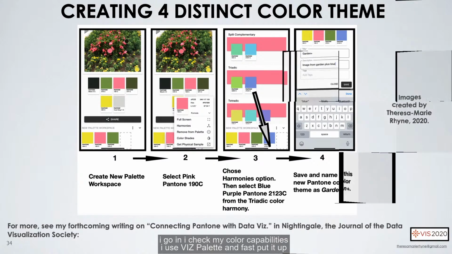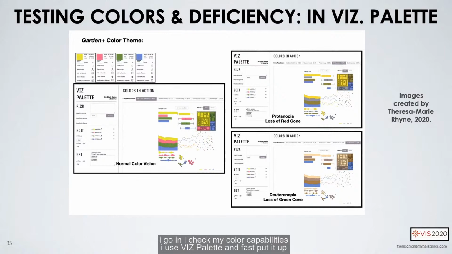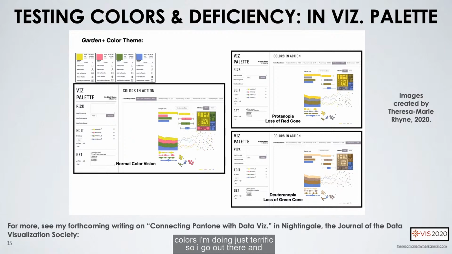I go in. I check my color capabilities. I use Viz Palette real fast. Put it up there really fast, and I go, yes, that's fine. Fortunately for me, it passes color deficiency. I'm real lucky. I got 4 distinct colors. I'm doing just terrific. So I go out there and I make whatever visualization I'm supposed to be making for these particular projects. All right, end of that story.